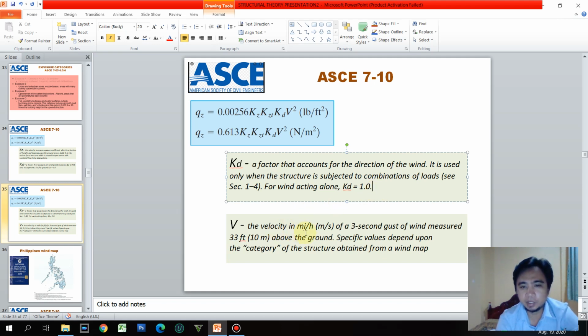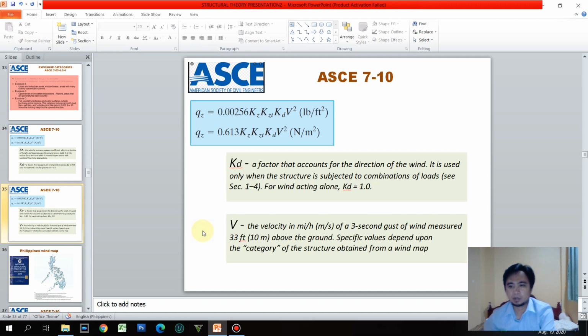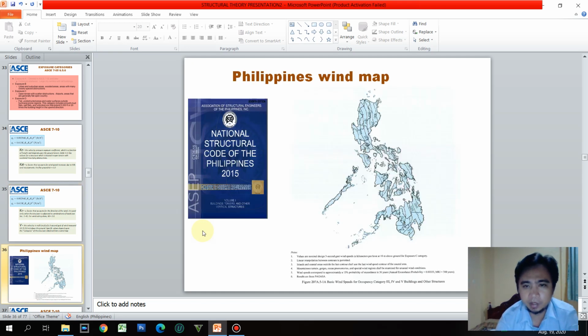Now, V is the velocity in miles per hour or meters per second of a 3-second gust of wind measured 10 meters above the ground. Specific values depend upon the category of the structure obtained from a wind map. Okay, depending on the location, of course, there are variations on the values of the velocity. Actually, the NSCP provides a Philippines wind map. As we can see here, we are somewhere here.